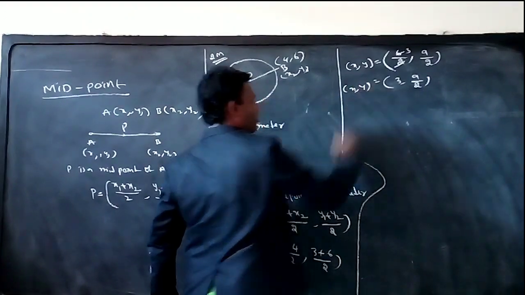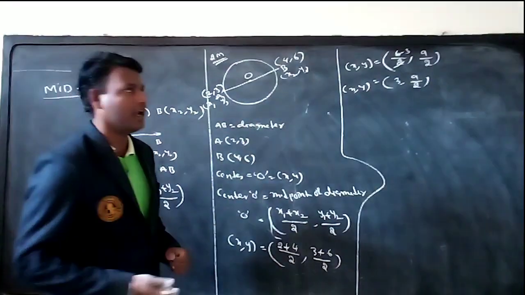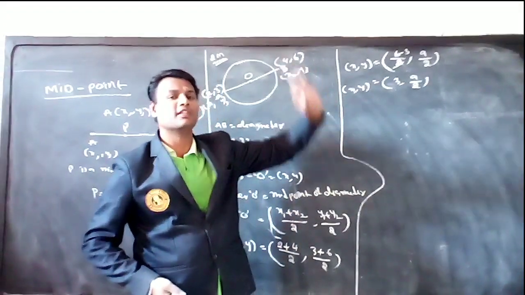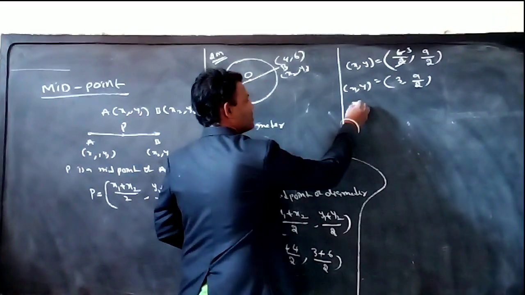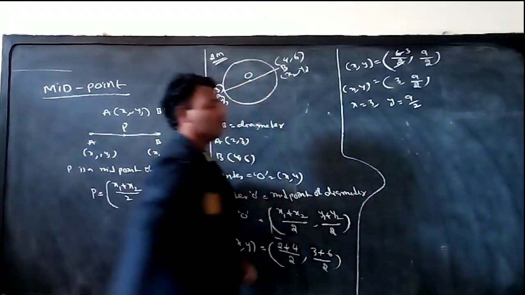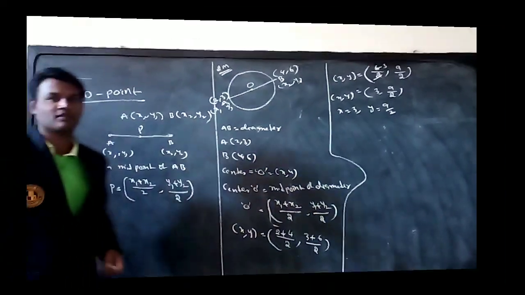x comma y is equal to 3 comma 9 by 2, by comparing the coordinates. If two ordered pairs are equal, corresponding coordinates are equal. x is equal to 3 and also y is equal to 9 by 2. So this is the required center x comma y values.